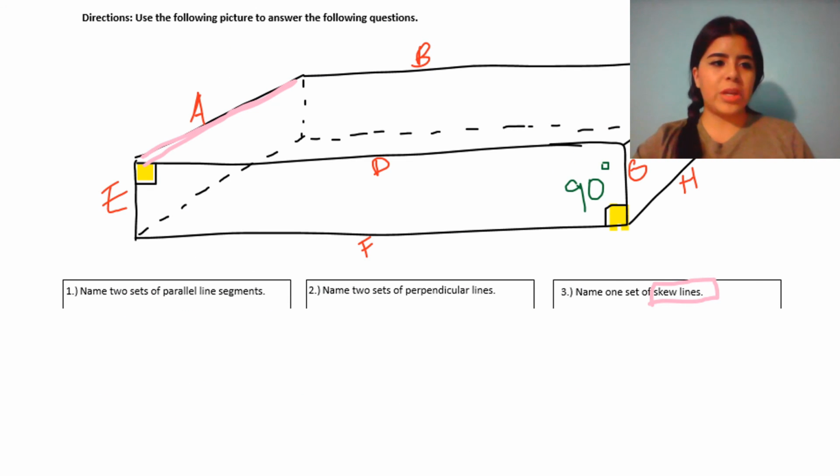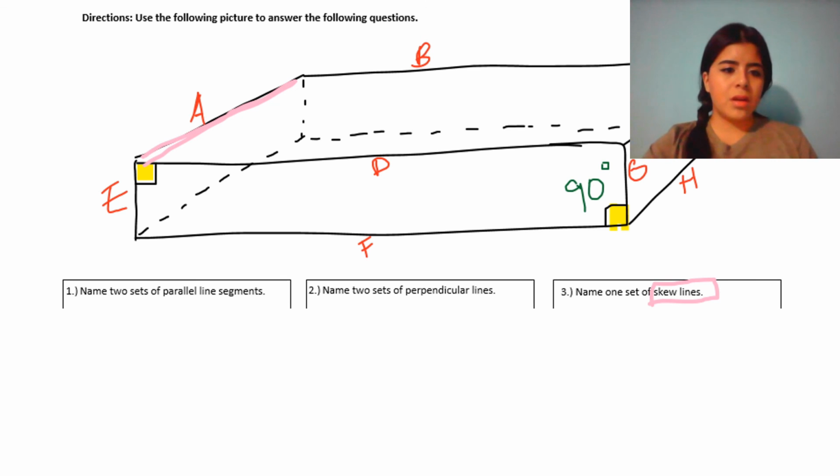Okay, here are 3 practice problems. Number 1, you will name 2 sets of parallel line segments. Number 2, name 2 sets of perpendicular lines. And number 3, you will name 1 set of skew lines, and you will be using this diagram that is on the board. You have 15 minutes to finish it up.